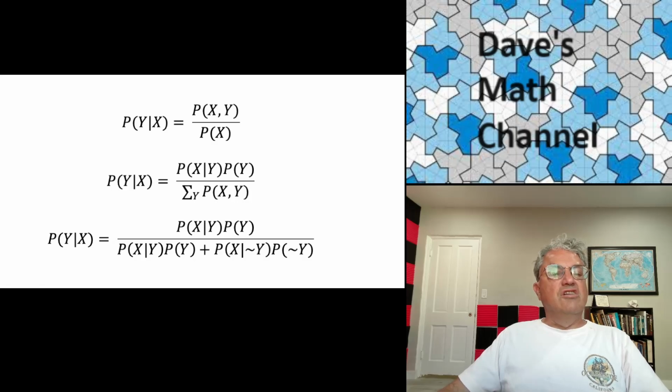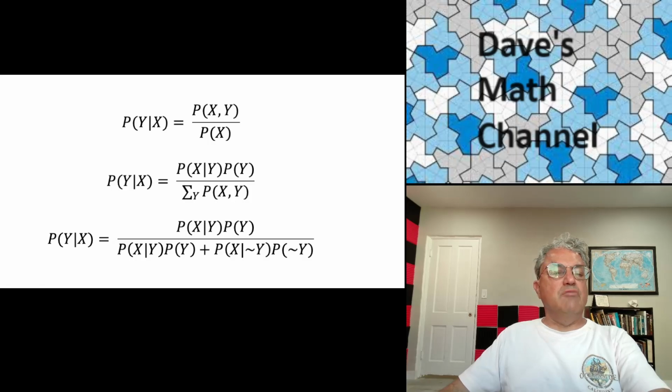In particular, if y is some event, we already have the event y here, so we can expand the probability of x as the probability of x given y times the probability of y, plus the probability of x given not y times the probability of not y. This bottom equation is a very useful form of Bayes' theorem.